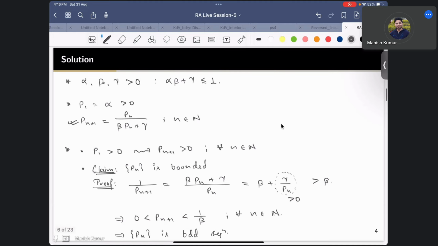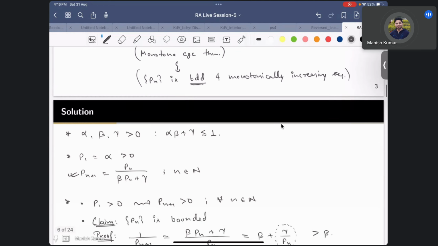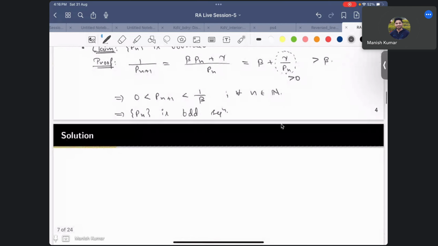Okay, now what I was saying, that I'll show that it is a monotonically increasing sequence. So let's go to that. So another claim would be that Pn is a monotonically increasing sequence.